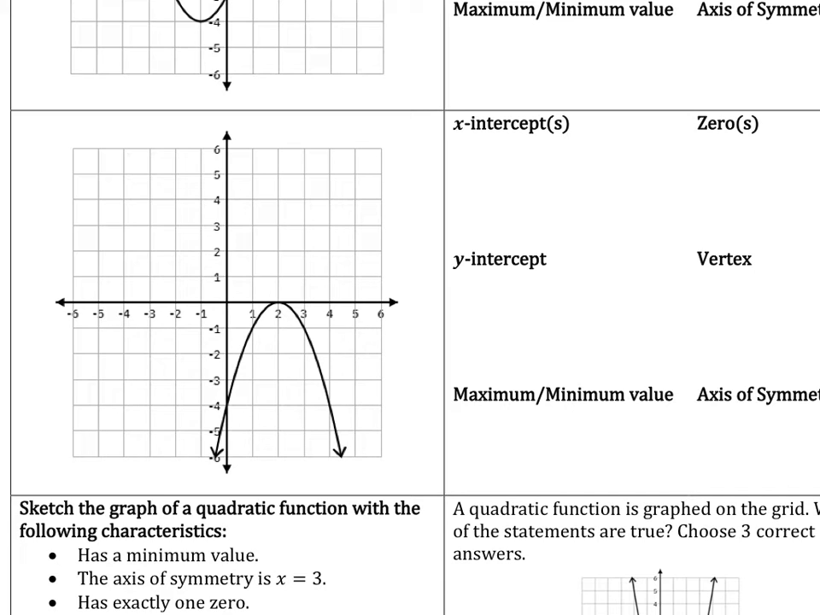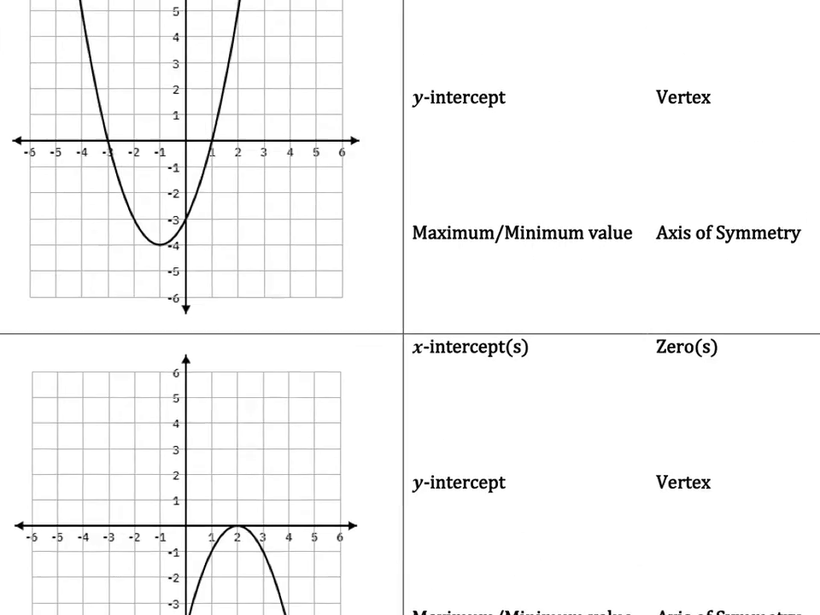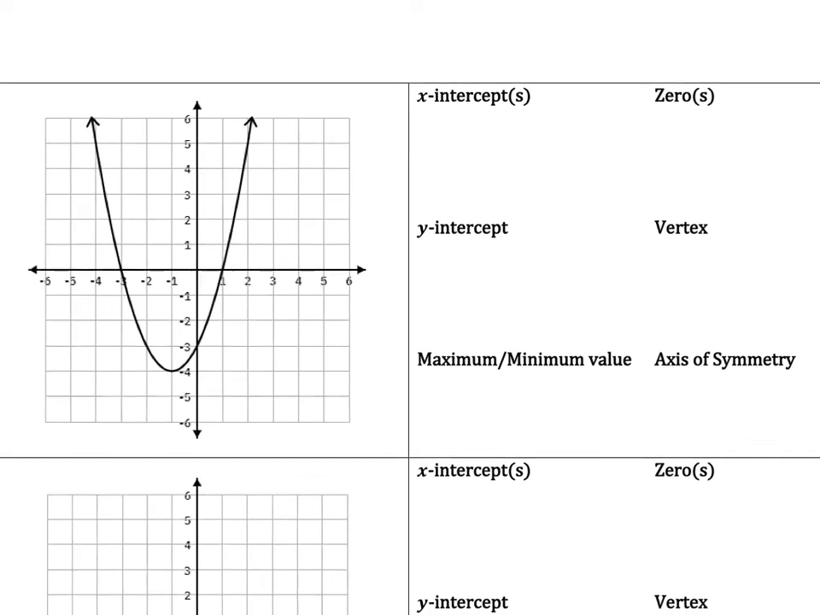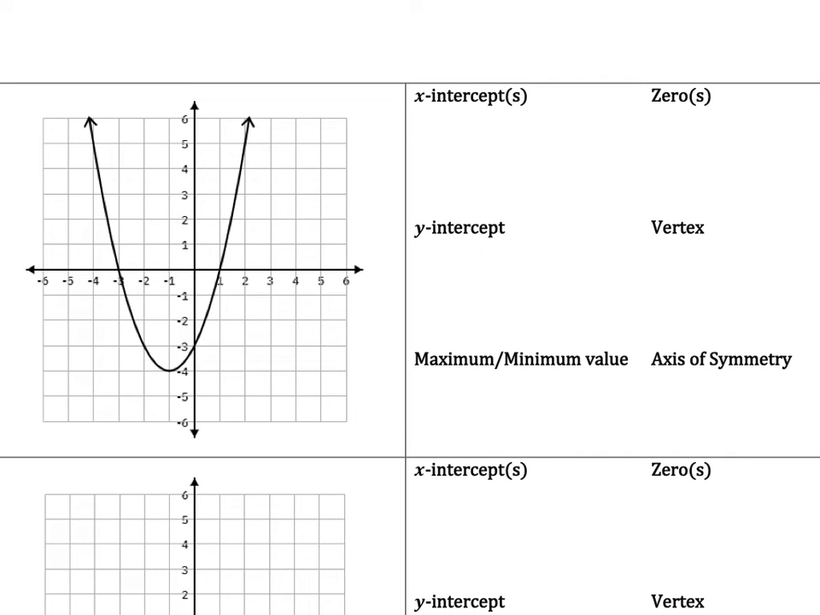Sad parabolas happen more often in real life. If you look, this is like throwing a ball up and it coming back down. So sad parabolas are actually more common in real life. But we have both kinds of parabolas that we can deal with. A happy parabola is what we're starting with.